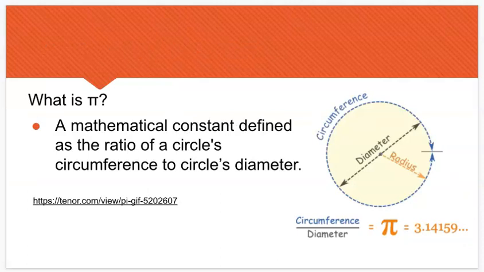What is pi? Pi is a mathematical constant defined as the ratio of a circle's circumference to the circle's diameter. You can see that the circumference divided by the diameter is this constant number. Now, pi is a number, and we represent it with a symbol. Since it's an irrational number, it never terminates or repeats, so we need to leave the symbol pi, but it is representing a number.